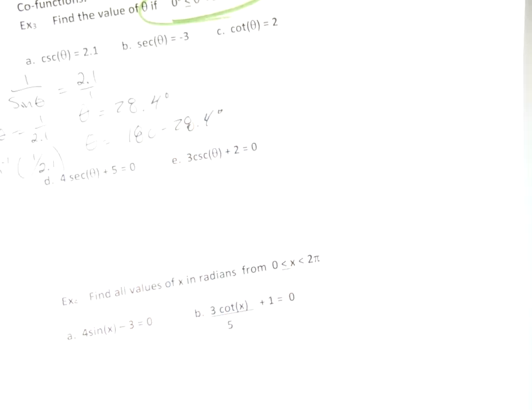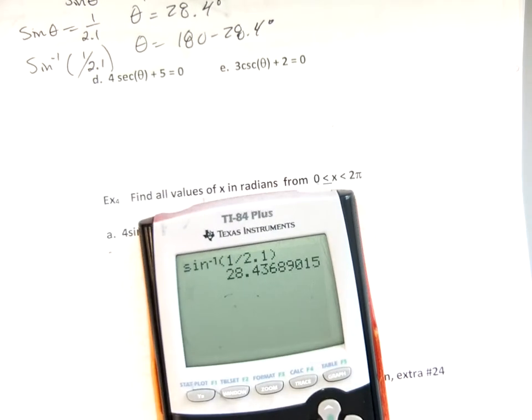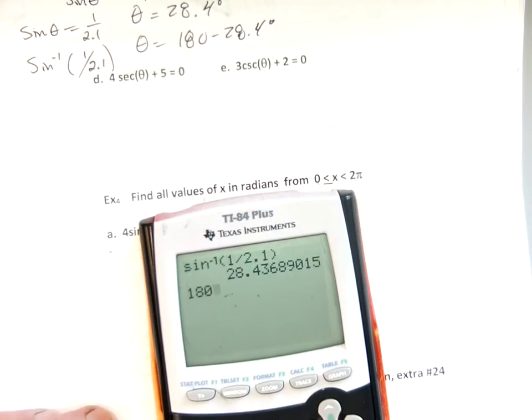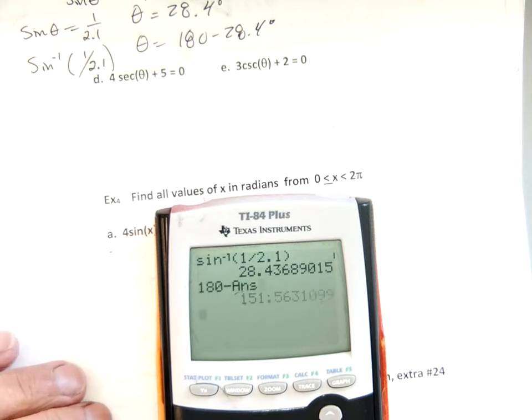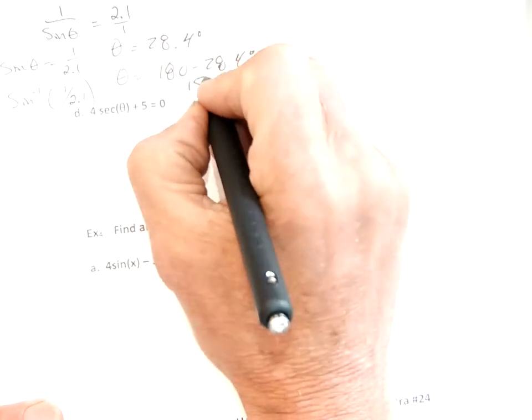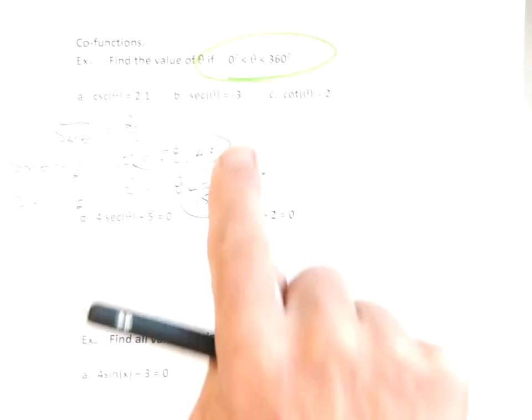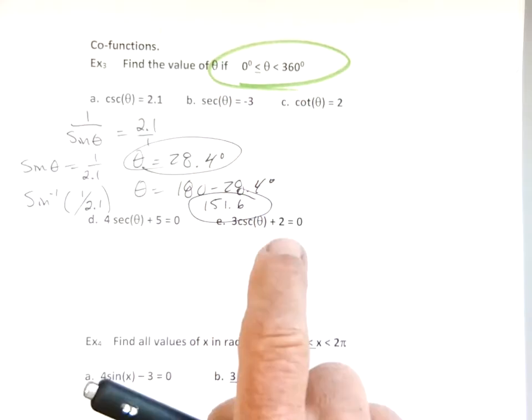28.4 degrees. Are you starting to kind of get the hang of this? Kind of starting to see it a little bit? This is going to take some practice. I know that. About 151.6. So I have two angles. Remember, we're trying to find both, because between 0 and 360, we're always going to get two angles, okay?